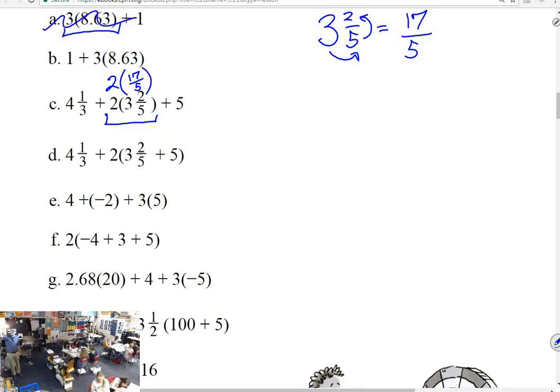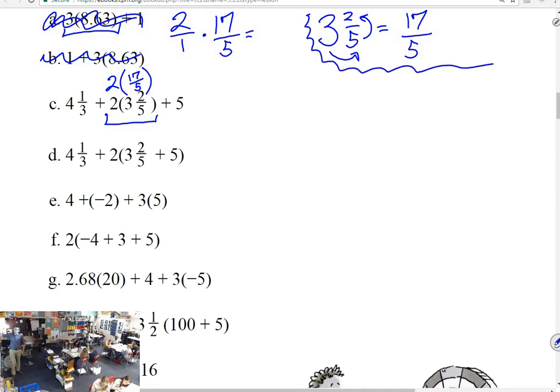Now really, I'm going to scratch all this up because we're not doing any of that. I can then write it as 2 as a fraction. Who can remind me how I multiply with fractions? Across the top and across the bottom. So across the top, 2 times 17. 34 over 5 is what that turns into. So now we have 4 1/3. 34/5.